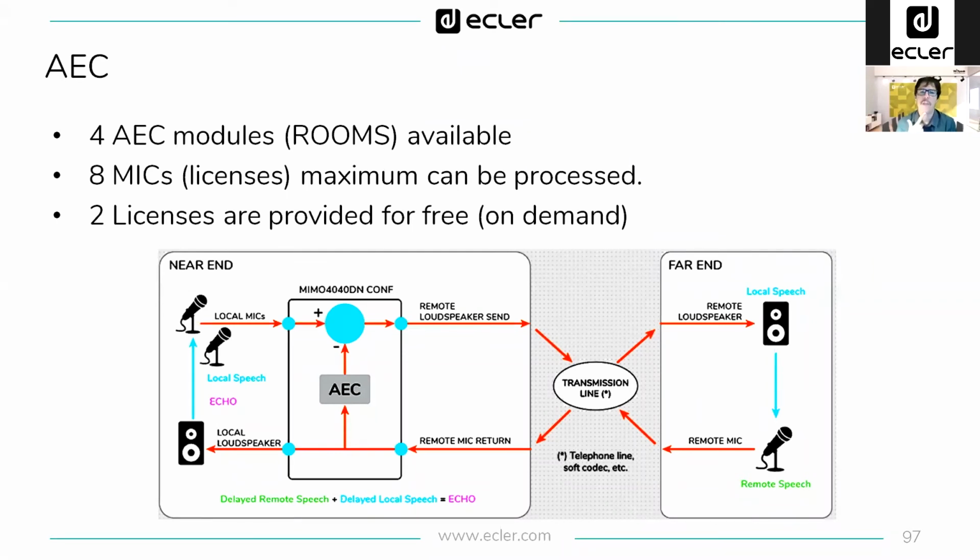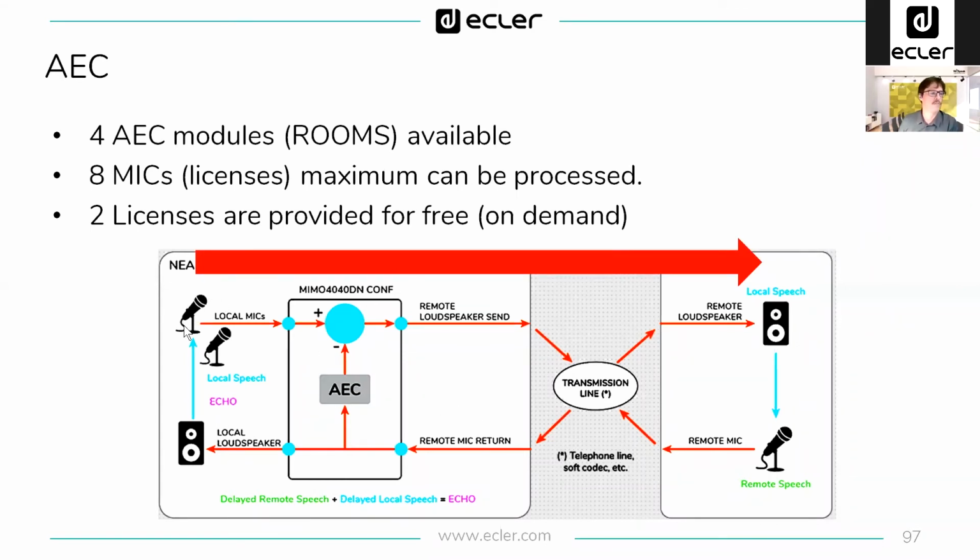Okay, so what's all about AEC? In AEC, you've got a near end, which is where you are supposed to speak and listen to your partner, who is in the far end. In between, there's the transmission line, which can be a soft codec, Skype or Zoom or a telephone line, whatever. So here is, let's say, the distance. Okay, so how does it work? I talk through a microphone and it's sent to the remote, to my partner's loudspeaker.